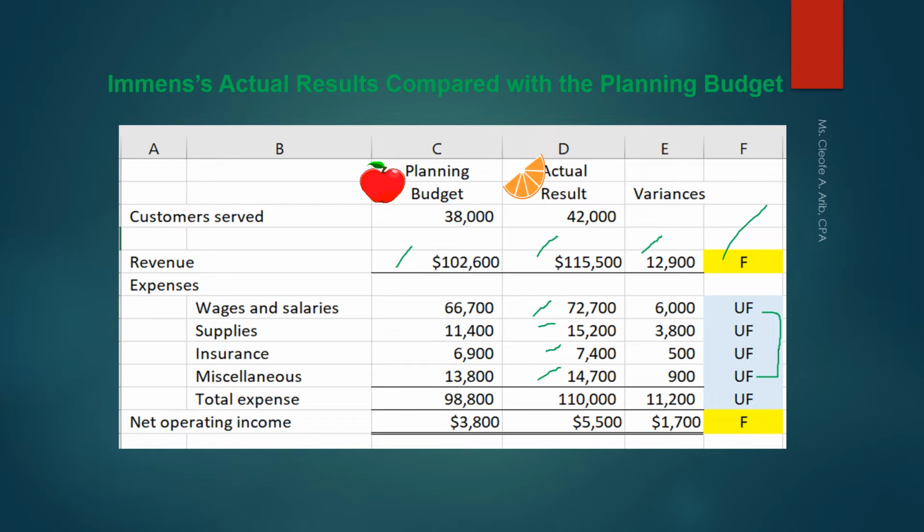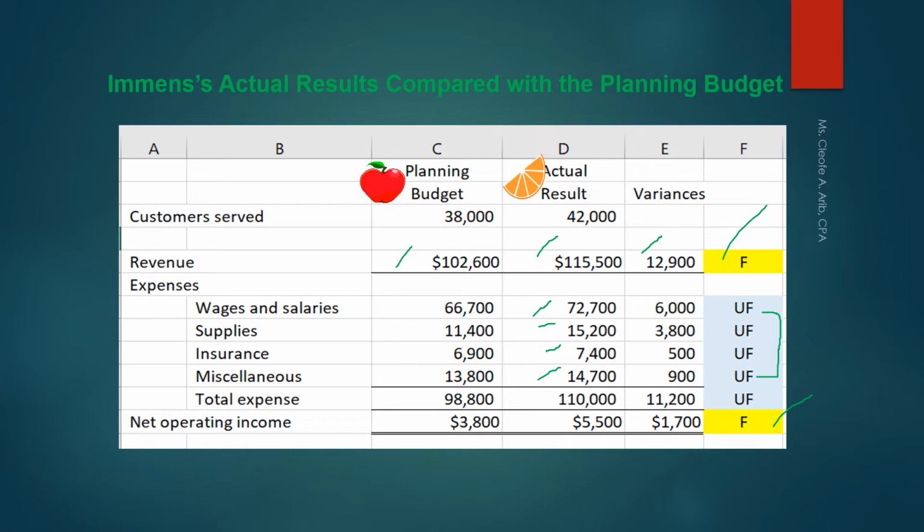Now, to continue, so yun na nga, mas malaki yung actual compared to your planned budget. So we have unfavorable variances for your expenses. If we take a look naman at your bottom line or your net operating income, mas malaki pa rin yung actual result compared to your planned budget. That's why we have a favorable variance. Now, is this tama? We will find out later.